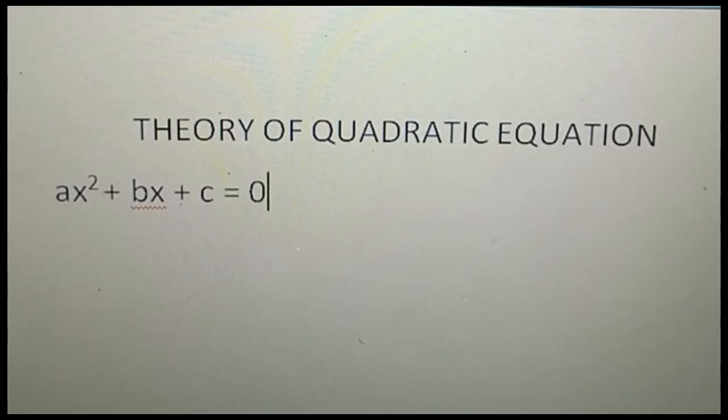In this video, we're going to move over the theory of quadratic equations. Okay, what is the theory of quadratic equations? The normal form of a quadratic equation is ax squared plus bx plus c equals 0. Let's divide both sides by the coefficient of x squared, which is a.